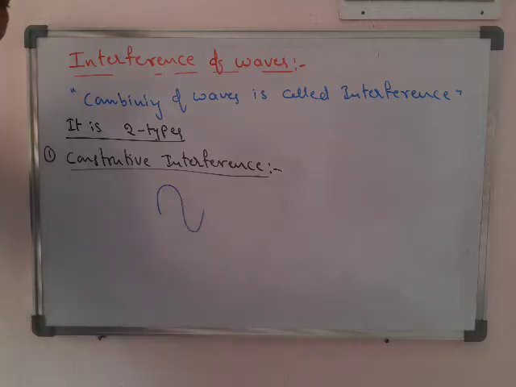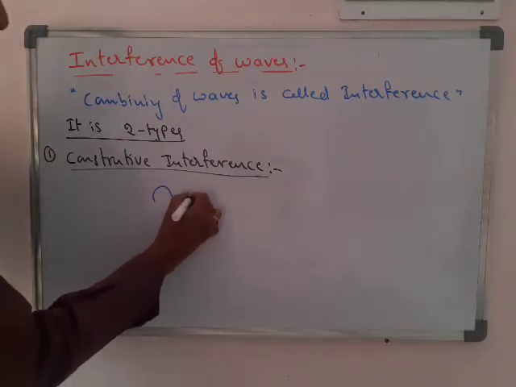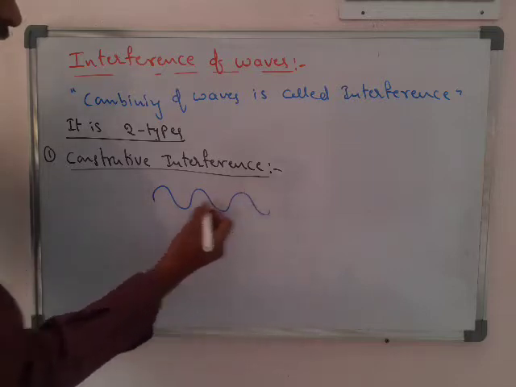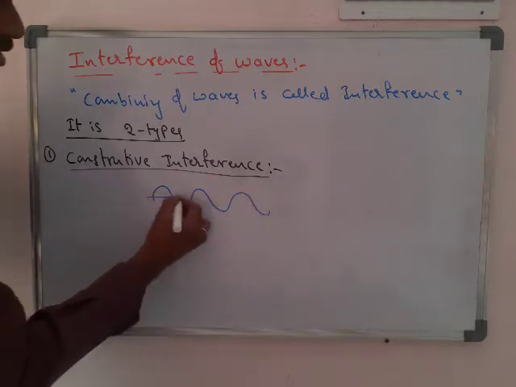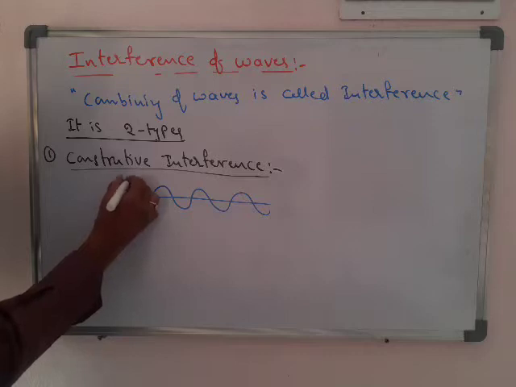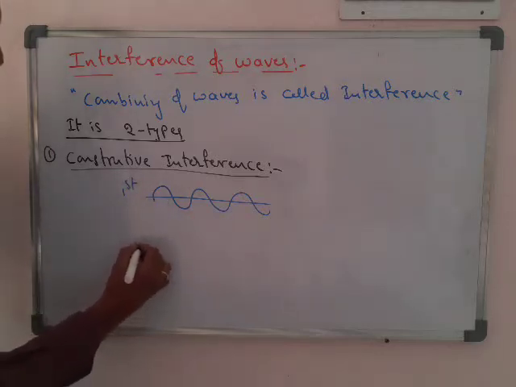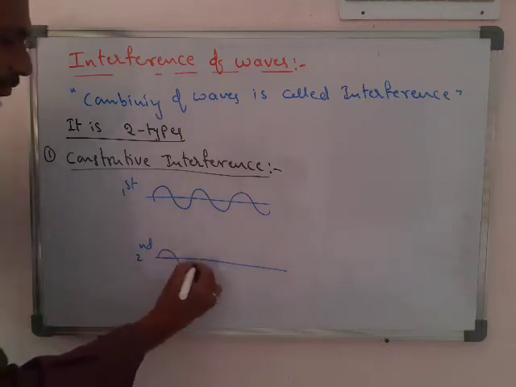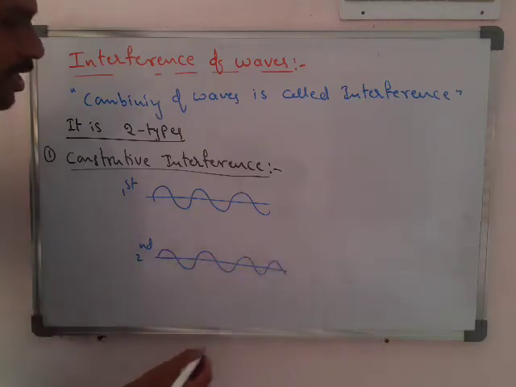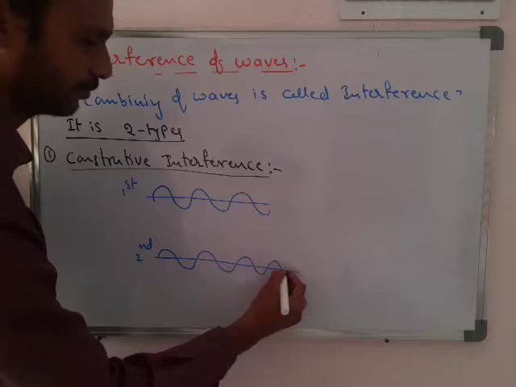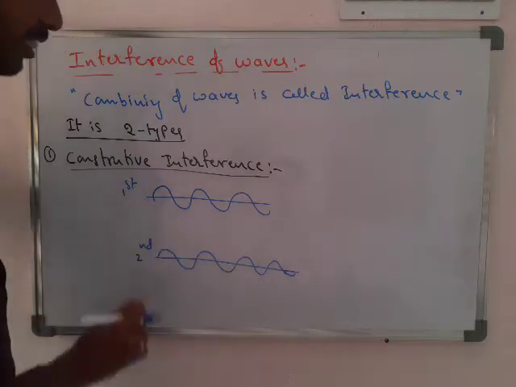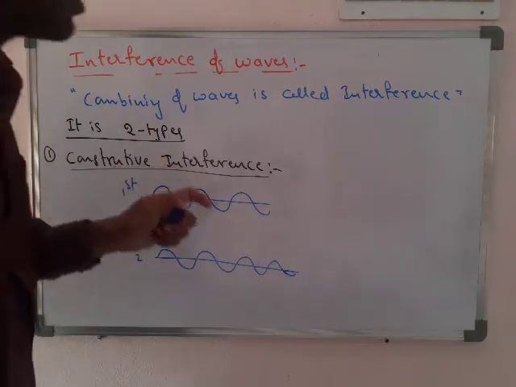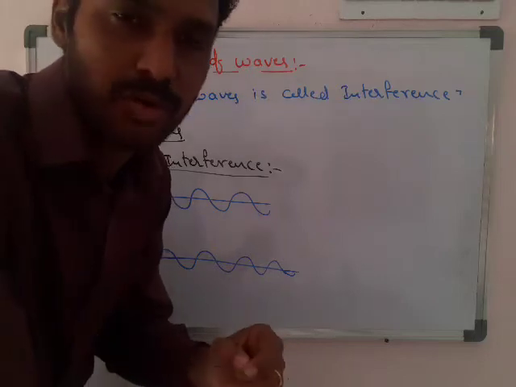For example, this is a wave. Take it as the first wave. Next, take another wave. We are taking the second wave. Earlier we said what interference is: interference means combining of waves.